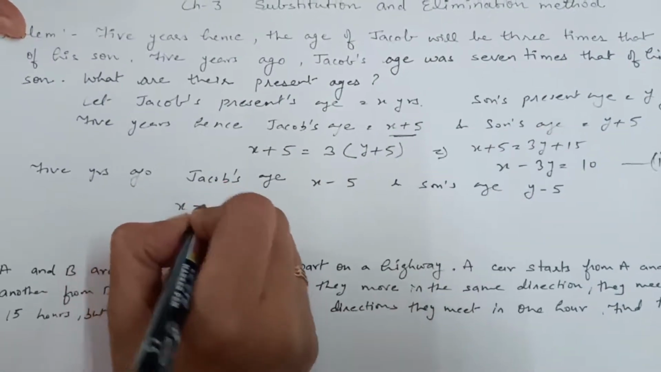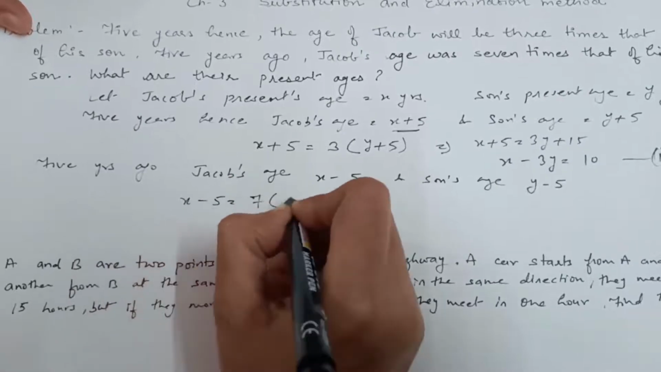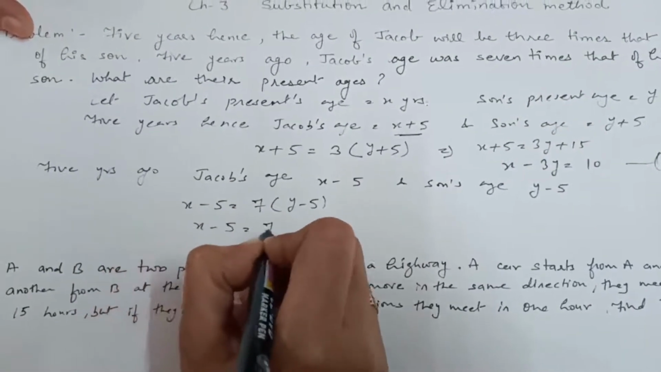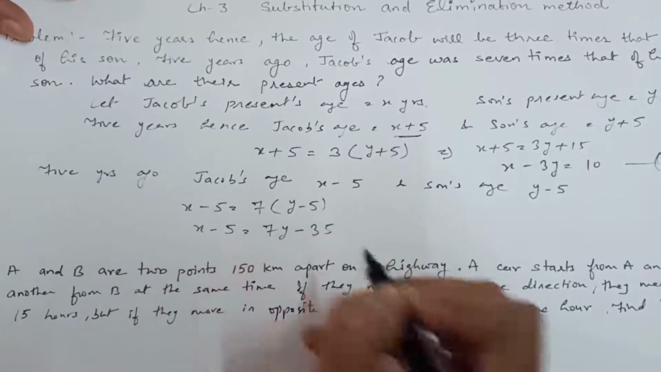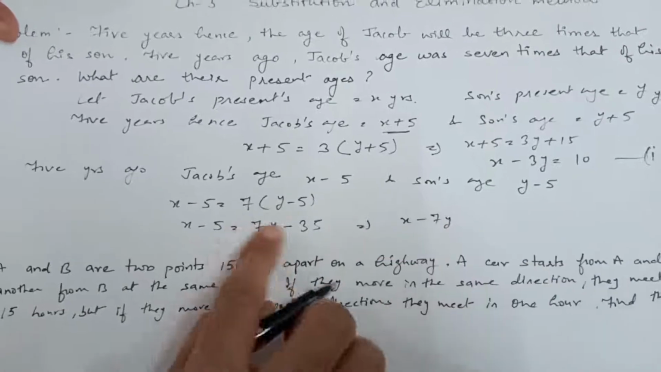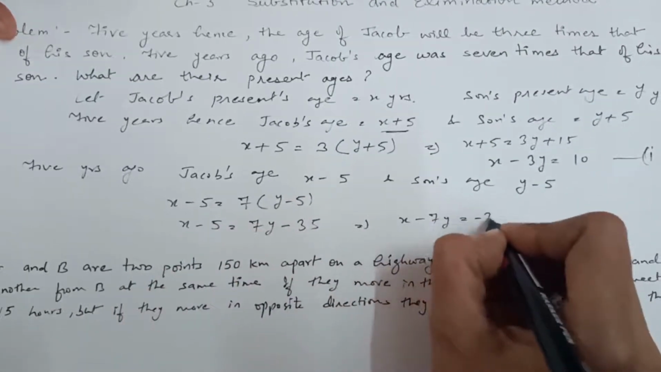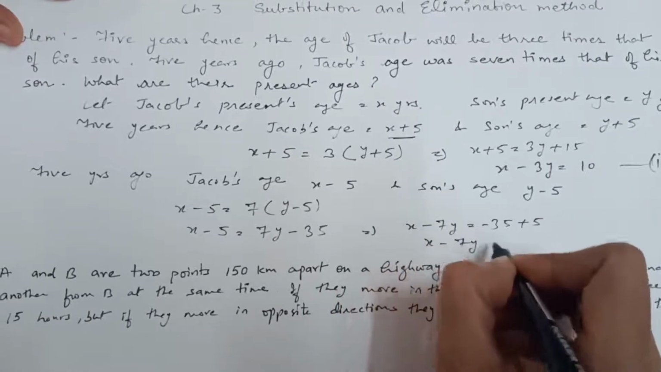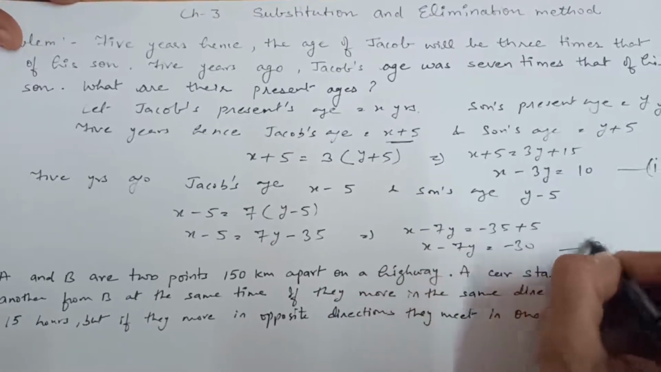Jacob's age x minus 5 will be 7 times his son's, y minus 5. So x minus 5 equals 7y minus 35. Solve it: x minus 7y, transpose here, it will be minus 35 plus 5. So x minus 7y equals minus 30. That is your second equation.